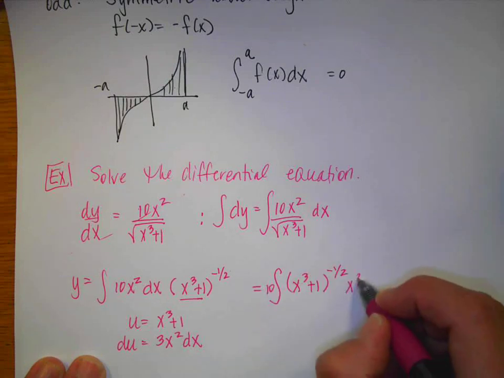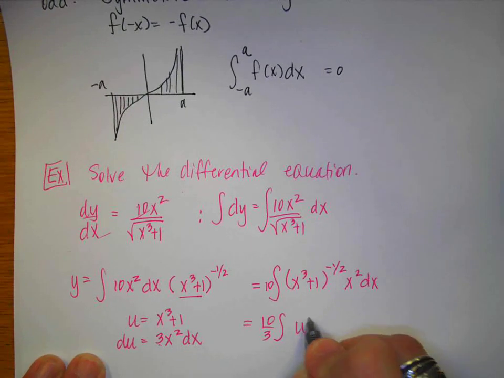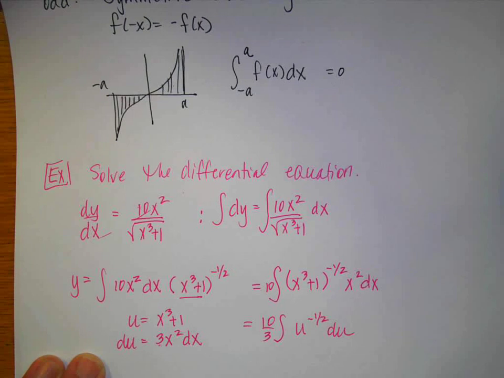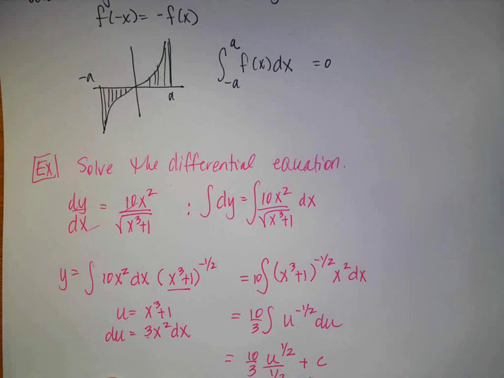So I have x cubed plus 1 to the negative 1/2. I'm going to put the 10 outside, x squared dx. Well, now notice that I'm missing the 3, so I'm going to introduce a 1/3 on the outside, and then I have u to the negative 1/2 du, which is pretty easy, right? If I integrate that, I'm going to get 10 over 3 u to the positive 1/2 divided by 1/2 plus c. So then I flip the 2, so this is 20 over 3 u to the 1/2 plus c.